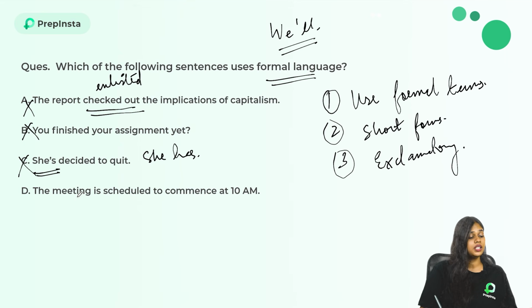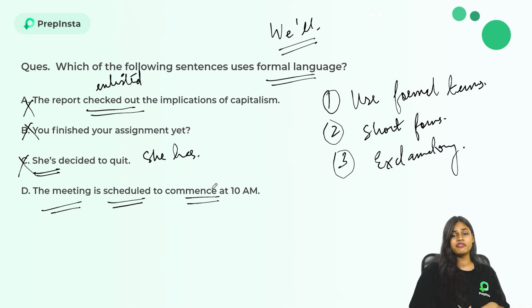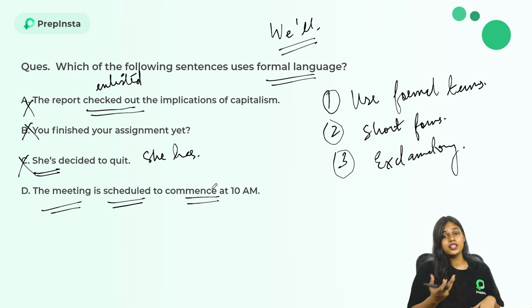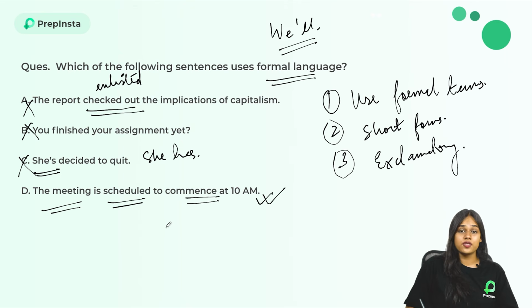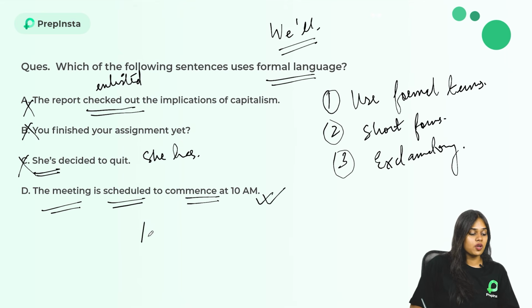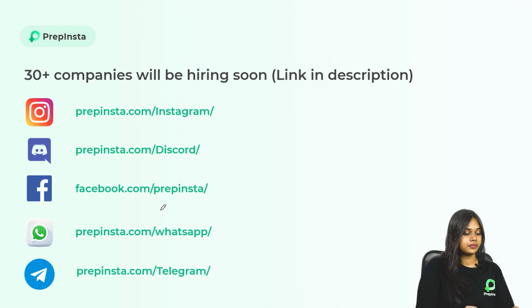So, informal. The meeting is scheduled to commence at 10 a.m. Instead of commence, we could have used started or begin. Instead of scheduled, we could have used arranged to begin at. So, that could have been an informal sentence. Alright, so the answer for this question becomes option D.